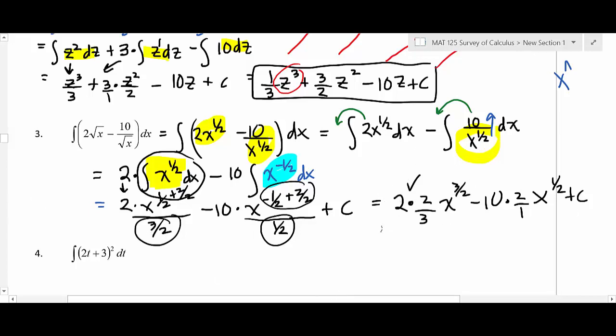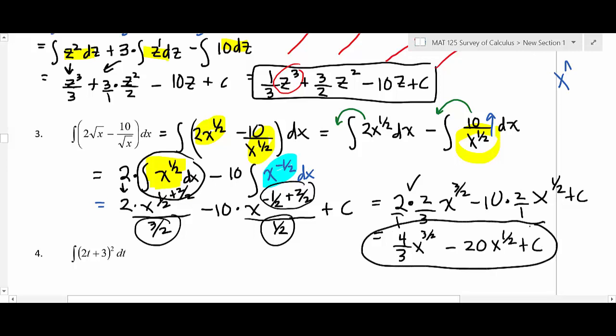So then the final answer we write like this. You can put this straight across. That would be 4/3 x to the 3 halves minus 20 times x to the 1/2 plus c. Like that, that's your answer. It can be checked. I'm not going to take the time to do that, but you could take a derivative and it would take you back to the beginning anyway. So that's it.